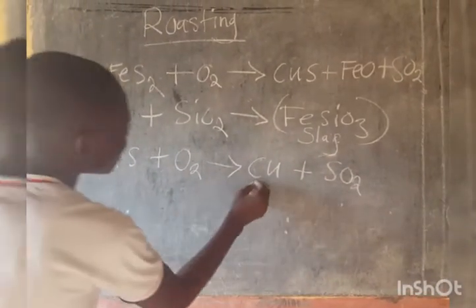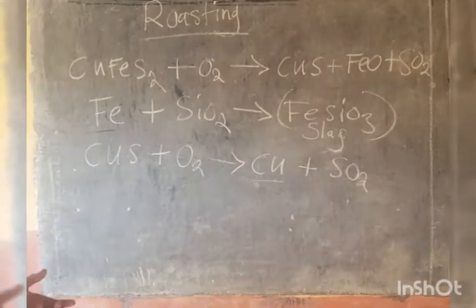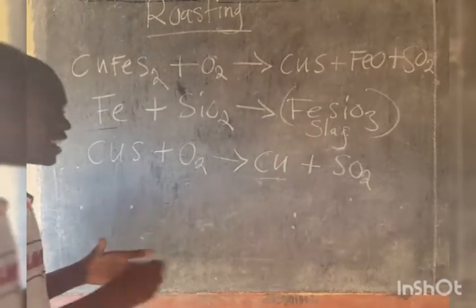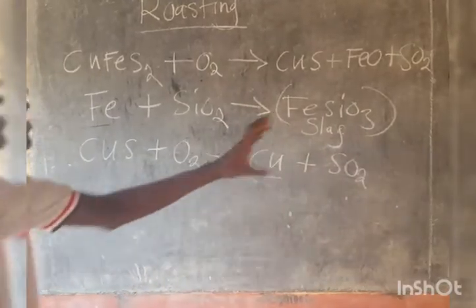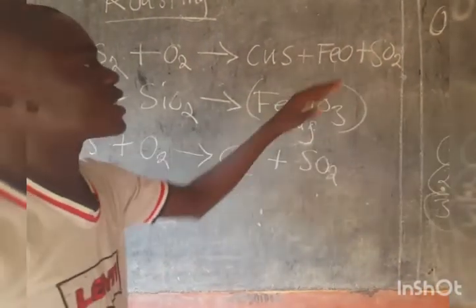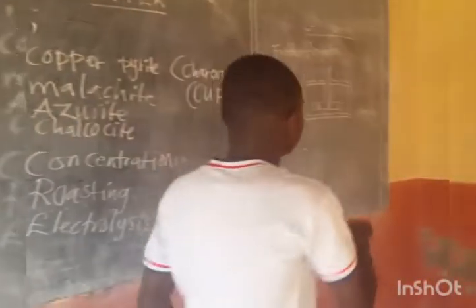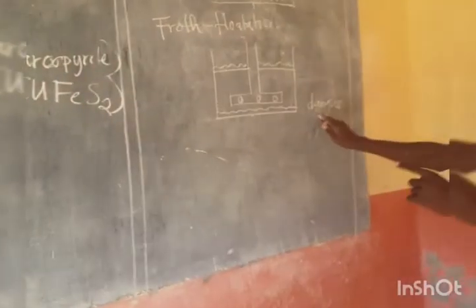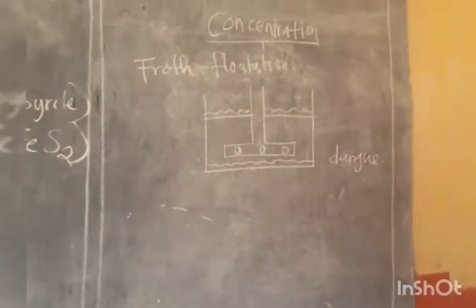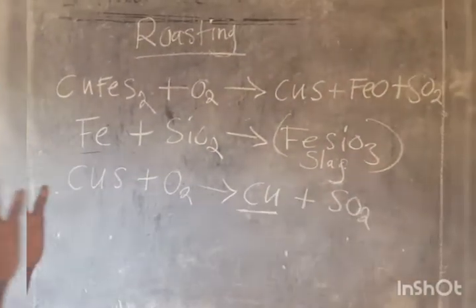So we have obtained our copper here, and this copper is not usually pure. It contains other impurities, such as sulfur, iron oxide, and the dung we had when we were concentrating the ore. So during the process of roasting, copper isn't 100% pure. It contains impurities.